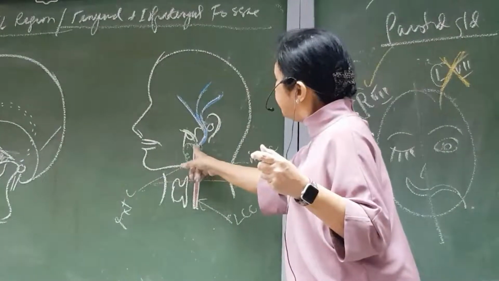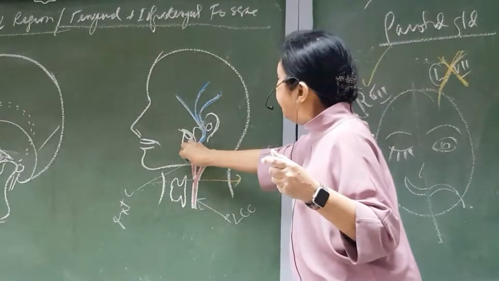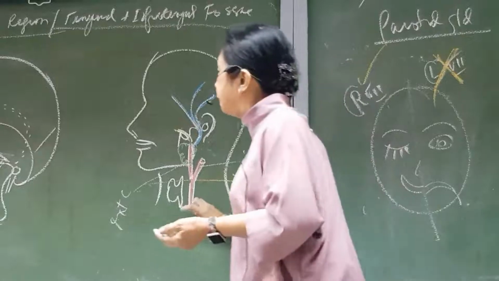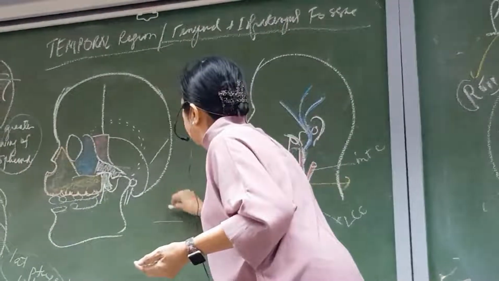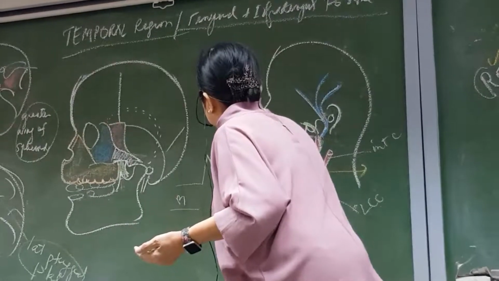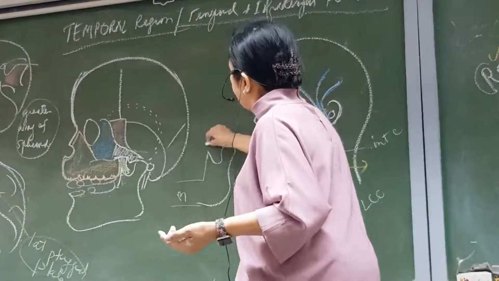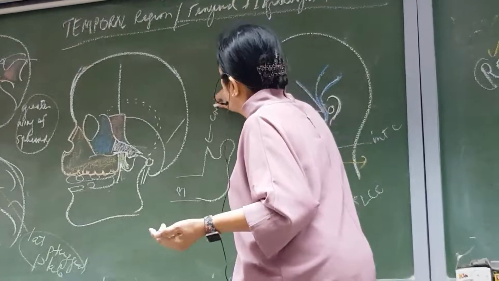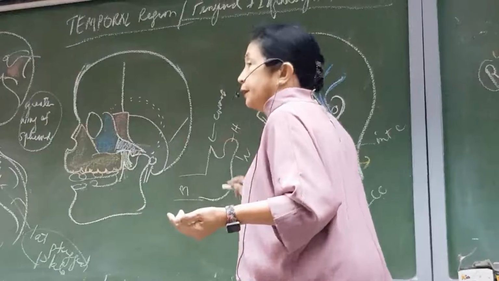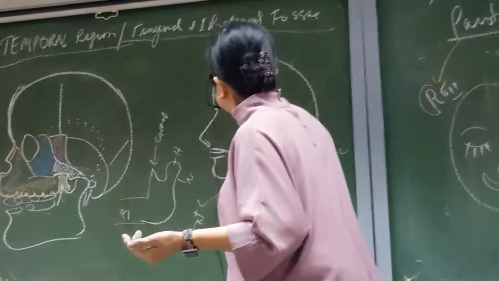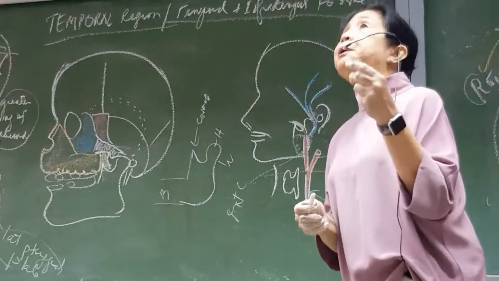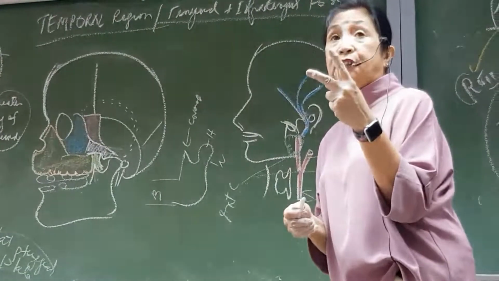At itong external carotid na nasa loob ng parotid gland, at the level of the neck of the mandible, if you have the mandible here, this one here is the ramus, and that is the body, this is the ramus, and there are two processes there. Coronoid, and this is condyloid, or this is the head, this is the neck. Okay? So, at the level of the neck of the mandible, yung external carotid na nasa loob ng parotid gland, magbibigay ng dalawang terminal branches.